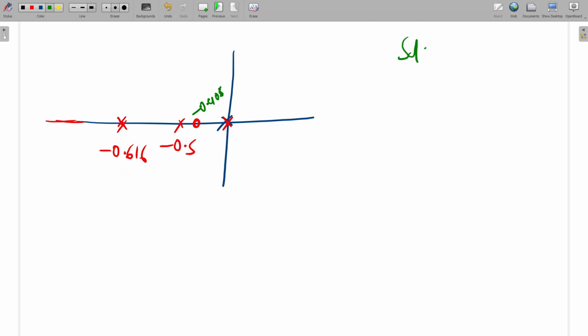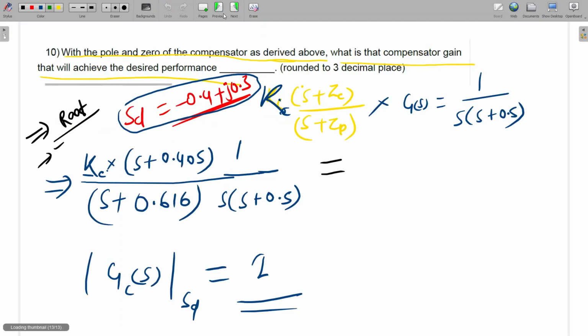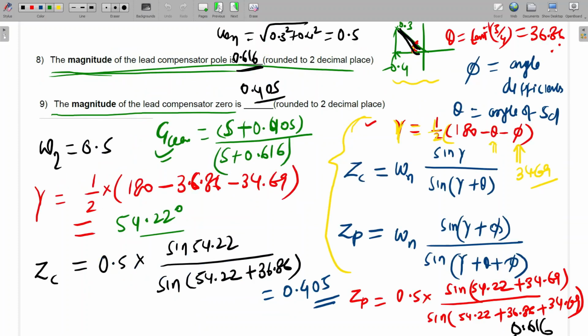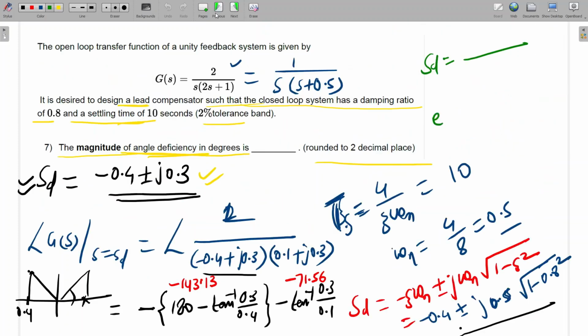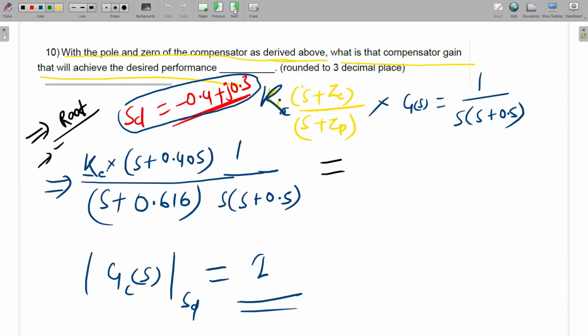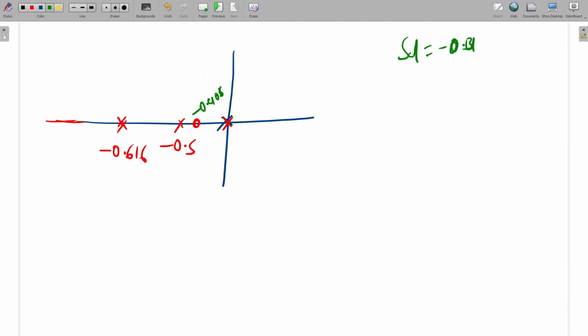And our desired pole is minus 0.4 plus minus j0.3. Okay, this is our desired pole where we have to find the K value. So the number of poles is 3 and the number of zeros is 1, so what is the number of asymptotes? That is 3 minus 1, equal to 2. And here the root locus will be there in this one.